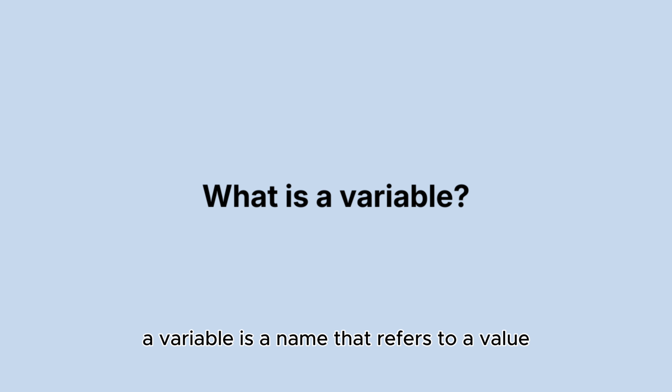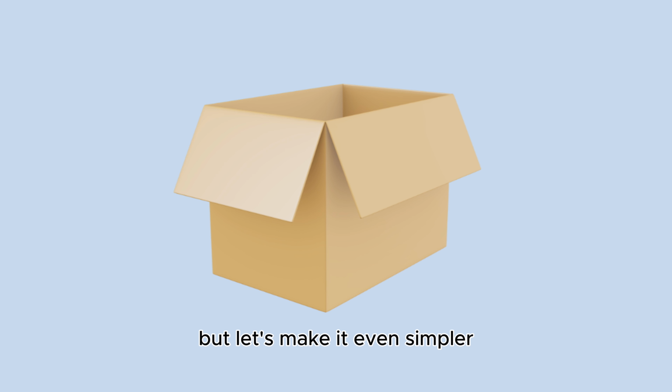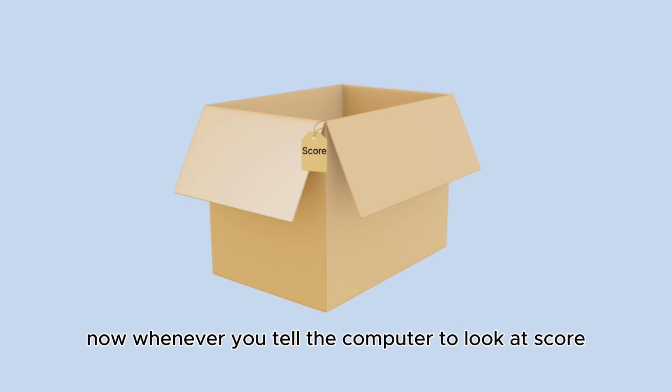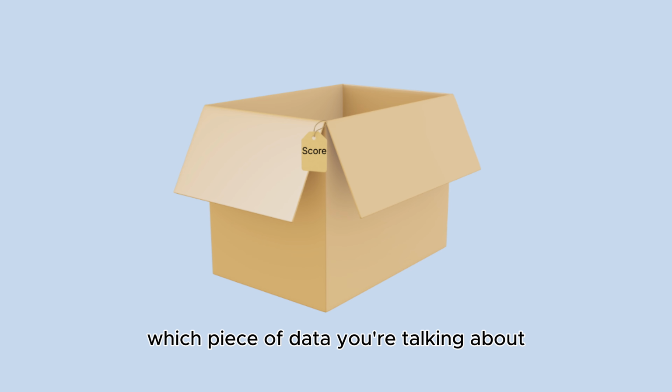Simply put, a variable is a name that refers to a value. A common way to think about this is a box, but let's make it even simpler. Imagine a name tag. In programming, you have a piece of data, like the number 10. To make it useful, you slap a name tag on it called score. Now, whenever you tell the computer to look at score, it knows exactly which piece of data you're talking about.